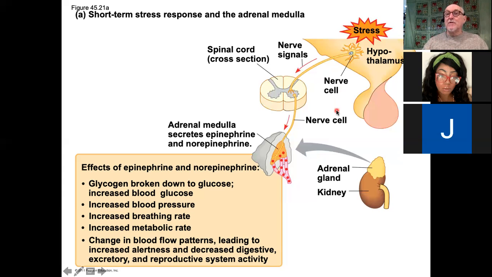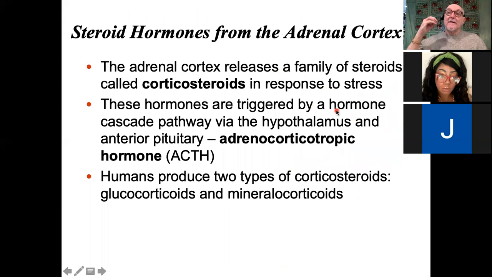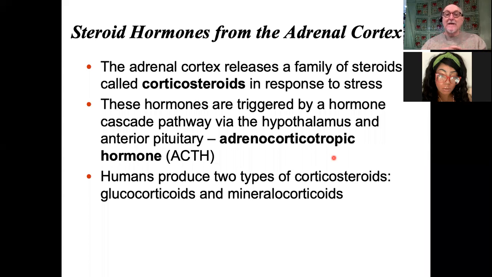Instead, we move to a system where the adrenal cortex becomes involved. And again, this is under control of the hypothalamus. And the hypothalamus releases a releasing hormone, which causes the anterior pituitary to produce adrenocorticotropic hormone. And the adrenal cortex is going to produce two kinds of hormone. They're going to produce one group called the glucocorticoids and another group called the mineralocorticoids.